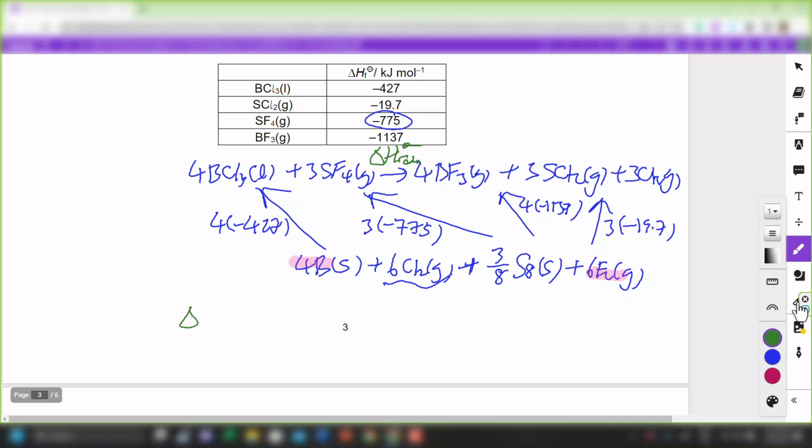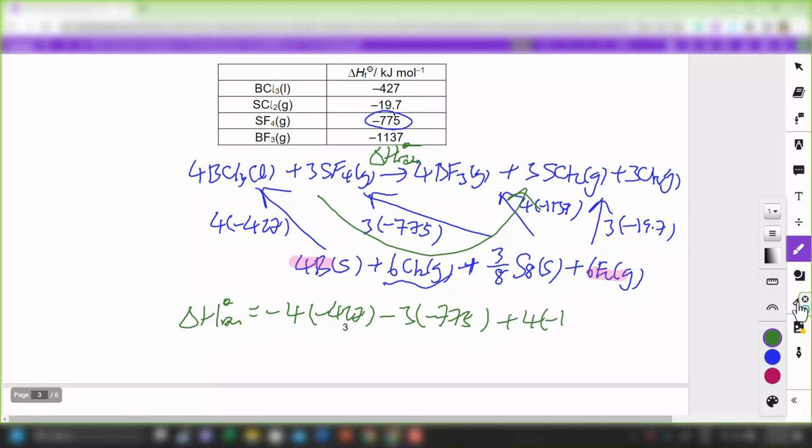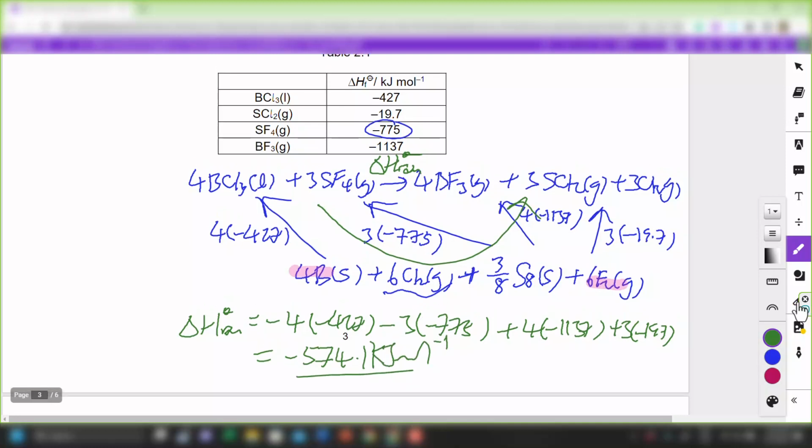Okay, so I'm going to write it down here. Enthalpy change of reaction is actually equal to, it goes like this. Against the flow of the arrow, I put a minus sign in front. So that would be minus 4, minus 427. Okay, and then minus 3, minus 775, and then plus 4 times minus 1137, and then plus 3 times minus 19.7. Okay, so if I just punch my calculator, I should get minus 574.1 kilojoules per mole. So that will be how you should be constructing your cycle.